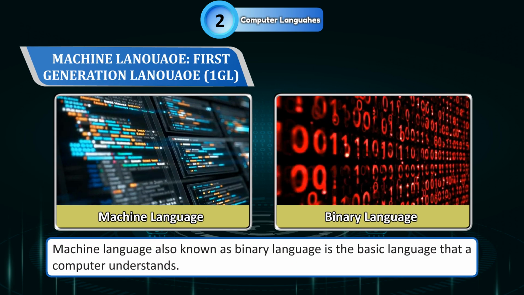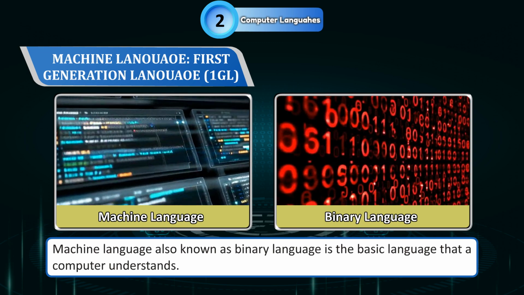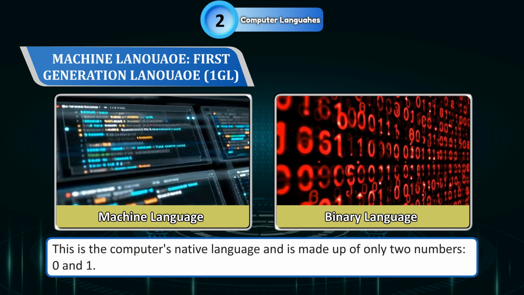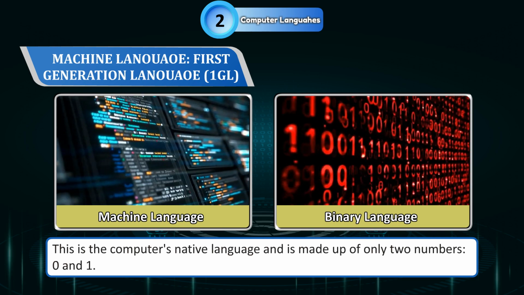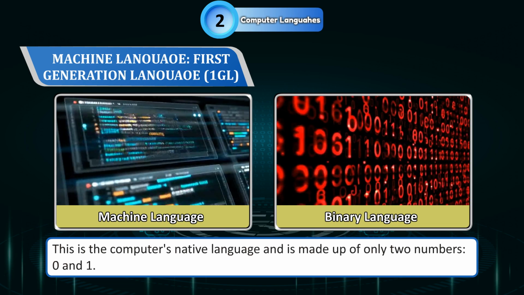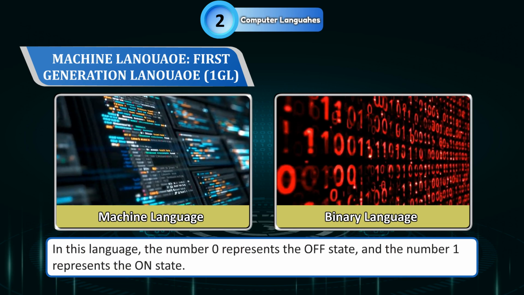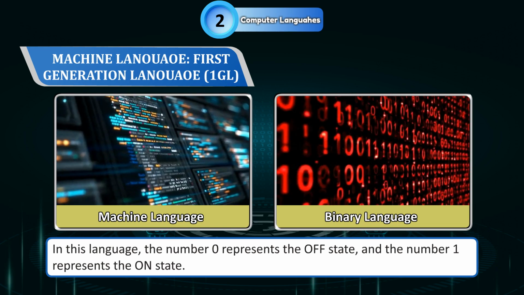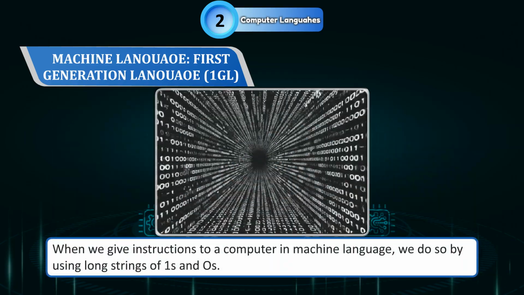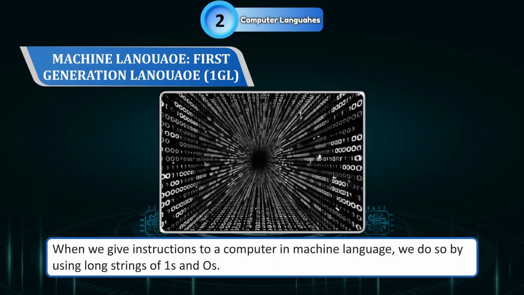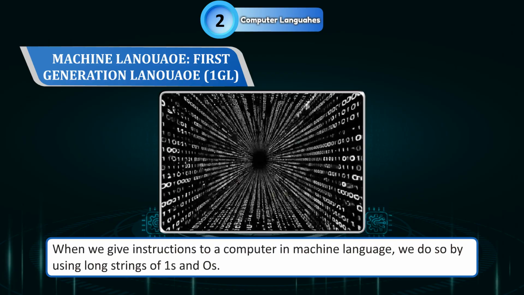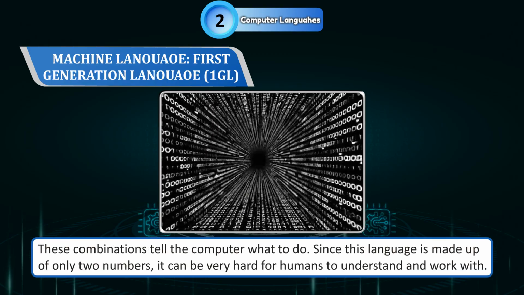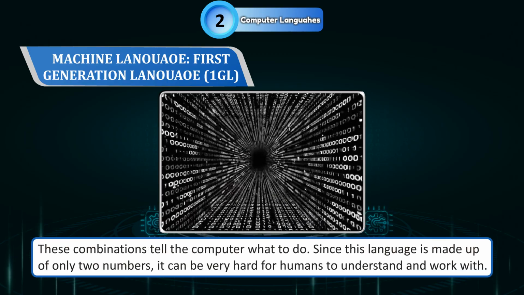Machine language, also known as binary language, is the basic language that a computer understands. This is the computer's native language and is made up of only two numbers, 0 and 1. In this language, the number 0 represents the off state and the number 1 represents the on state. When we give instructions to a computer in machine language, we do so by using long strings of 1s and 0s. These combinations tell the computer what to do.